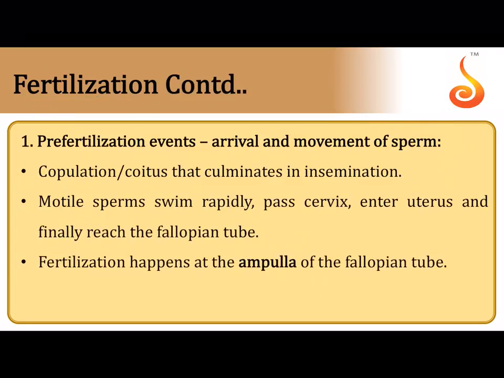Now, before fertilization happens, so where is this fertilization happening? I just told you that fertilization happens in the broader part of the fallopian tube, that is called the ampulla. So before that, what should happen? Before that, we are going to discuss a set of pre-fertilization events. As the name itself indicates, pre-fertilization means something which happens before the process of fertilization. Now that involves arrival of the sperm and the transport or the movement of the sperm.